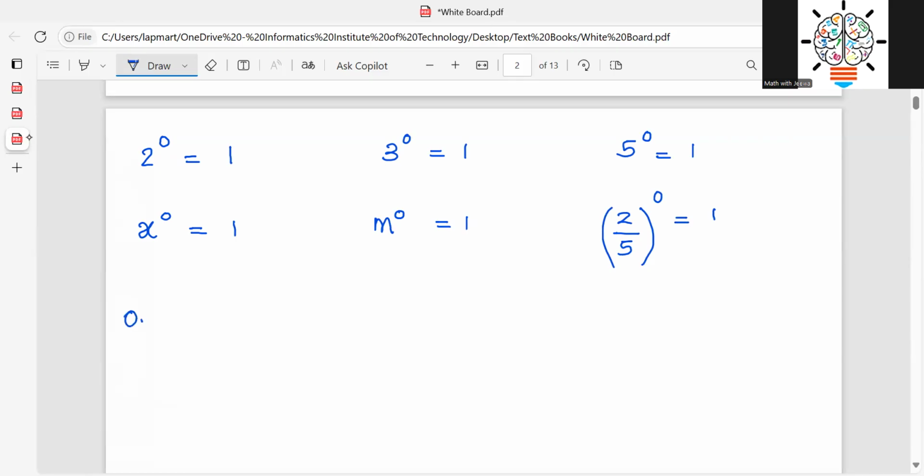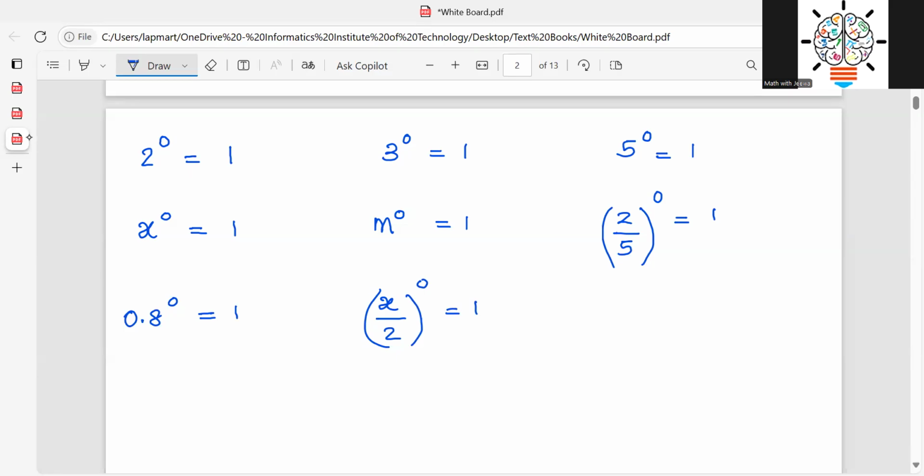Let's say you have 0.8 to the power of 0. Still the answer is 1. You have x/2 to the power of 0. The answer is 1. What does this mean, children? Whatever the base value, maybe the base value is a whole number, maybe a letter or a fraction or a decimal or an algebraic fraction, whatever it is, if the index is 0, always the answer will be equal to 1.